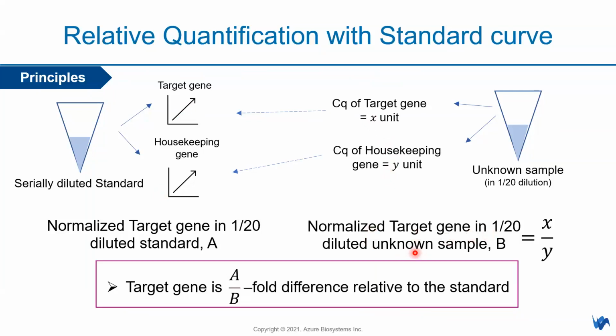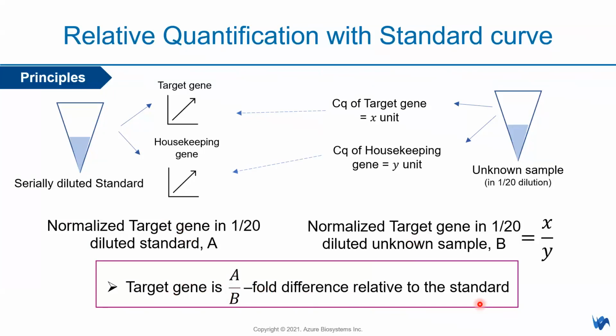You need to pair them together. Your standard is 1 in 20 diluted, so your sample also needs to be 1 in 20 diluted, so they are on the same ground. You compare apple to apple, not a small apple and a big apple. So in order to get the relative difference, you divide the target. Sorry, I think this is wrong, it should be B divided by A. There's a typo here. Then you get how many fold difference the target gene is relative to the standard.